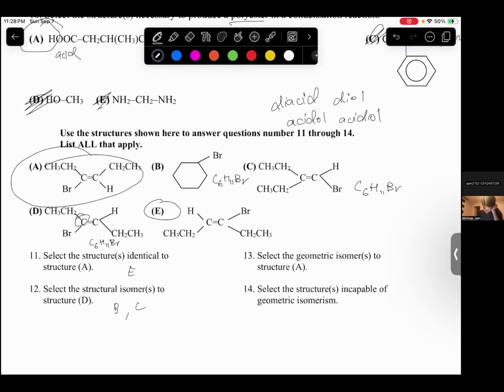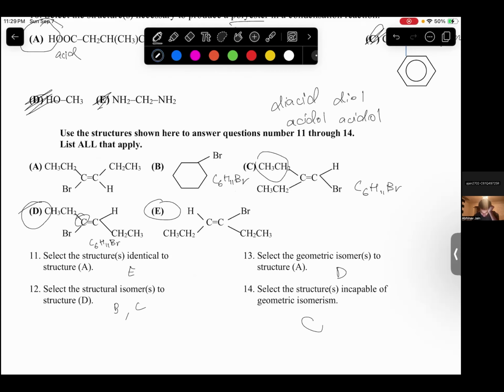A looks like this. A geometric isomer would be flipping one of the ethyls or one of the bromines. That would be consistent with D. So the answer is D. And then 14, select the structures incapable of geometric isomerism. C is incapable because we have an ethyl group and then an ethyl group coming off the same carbon. When you have two equivalent groups coming off one of the carbons in the double bond, you can't have cis-trans isomerism. So C is one of the right answers.